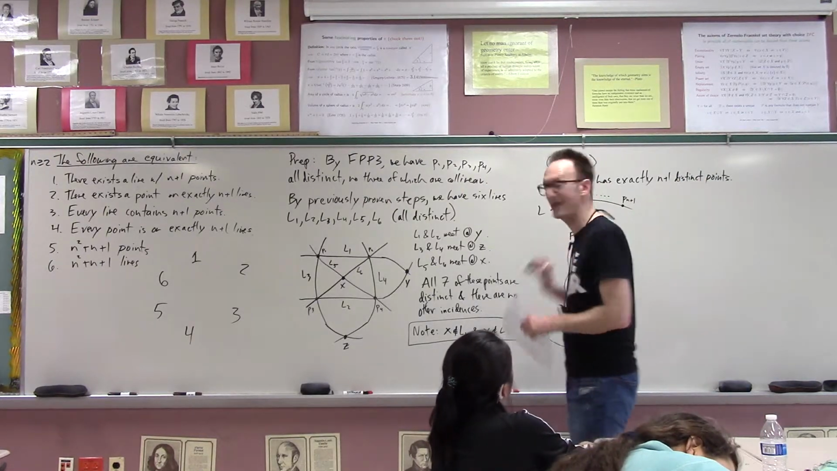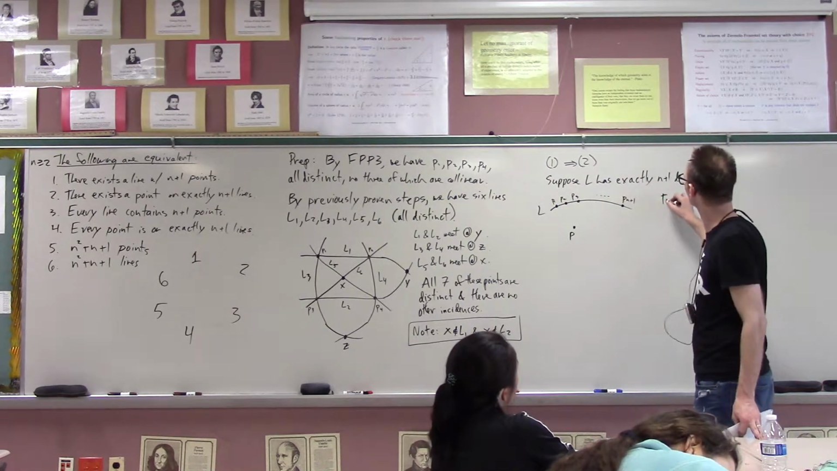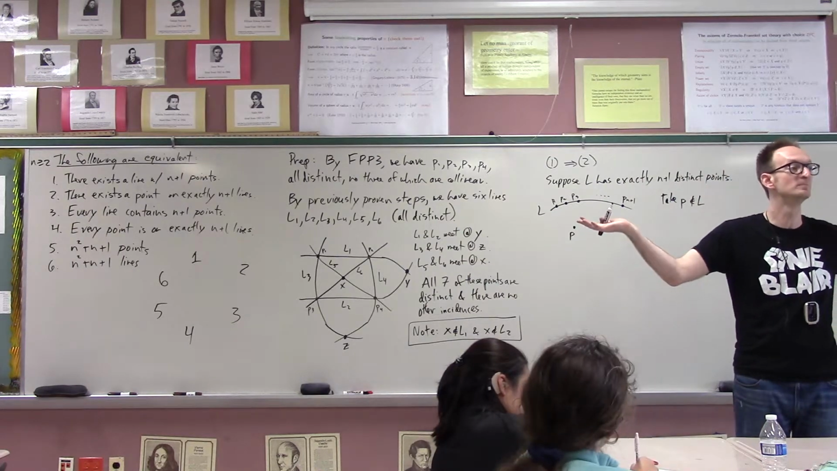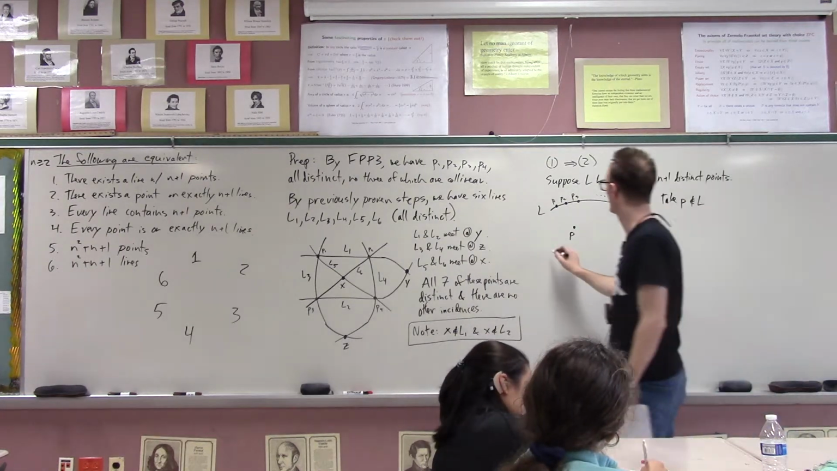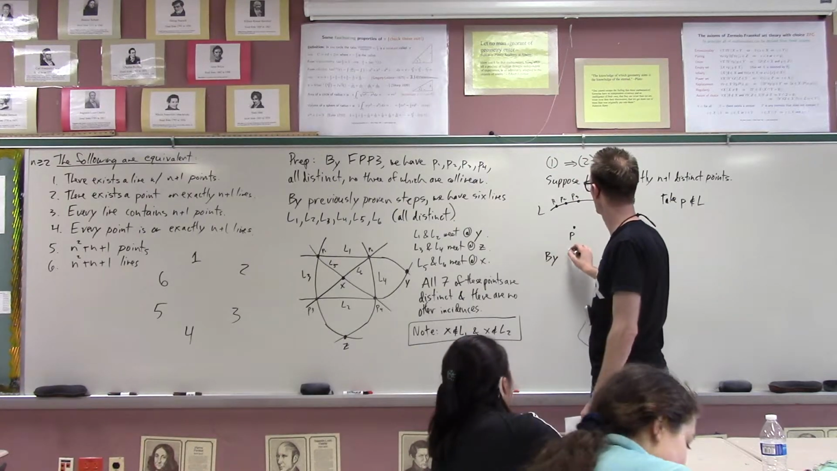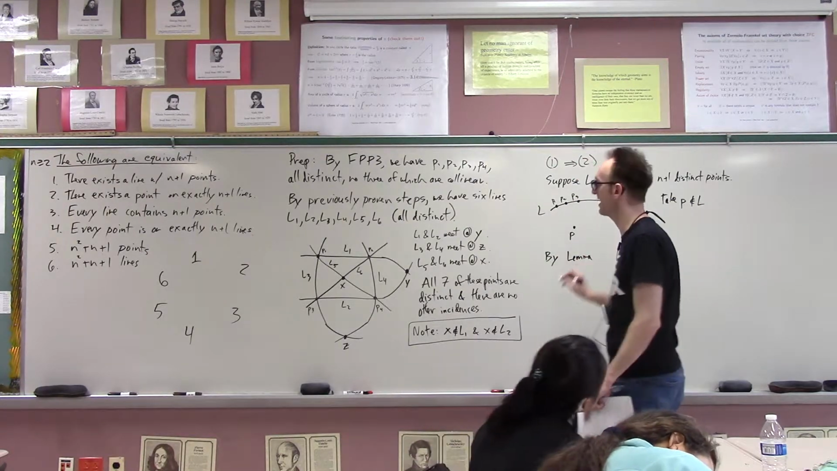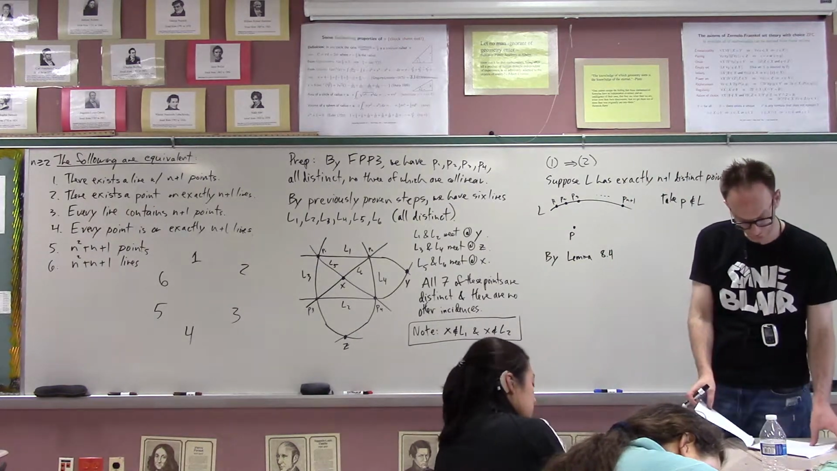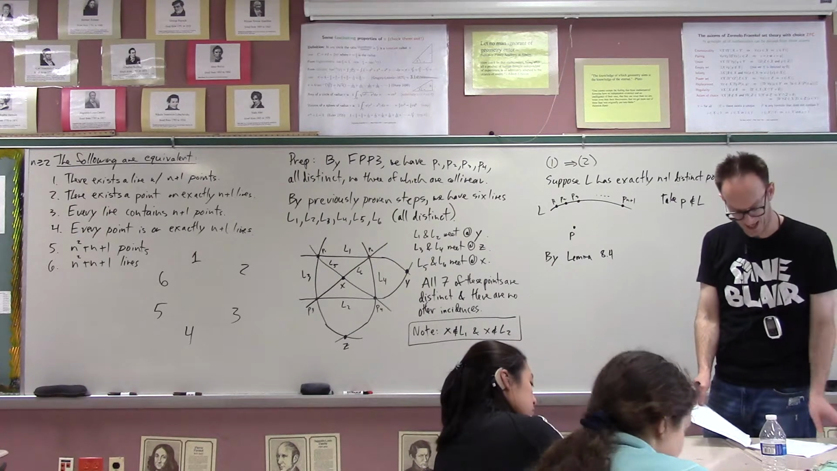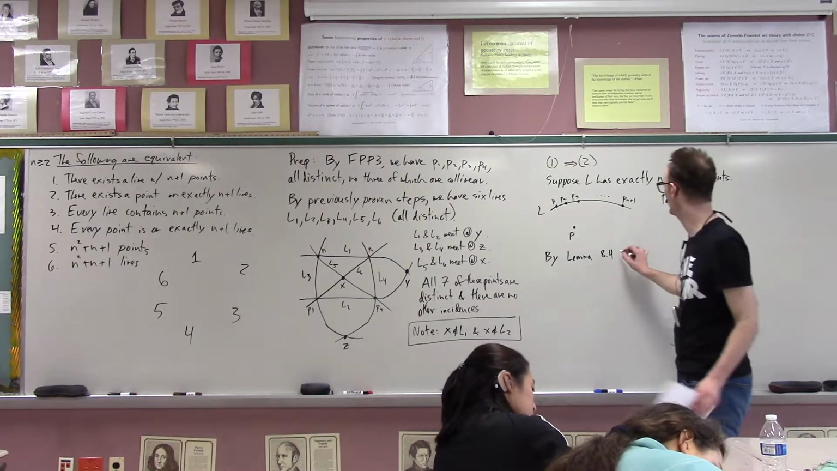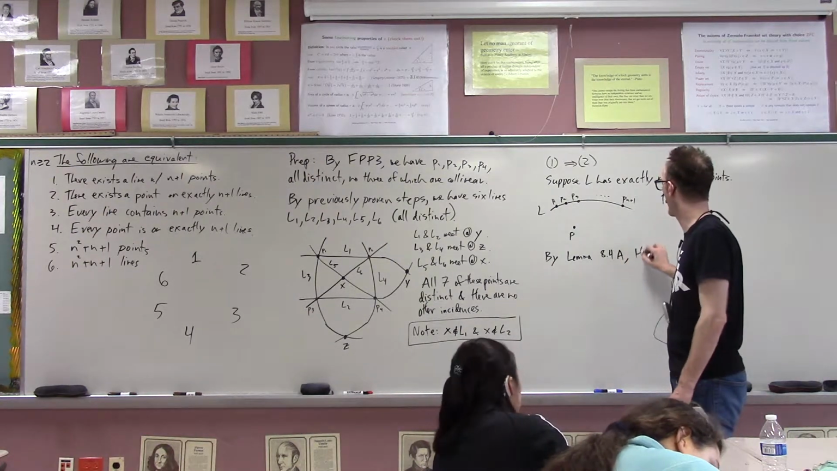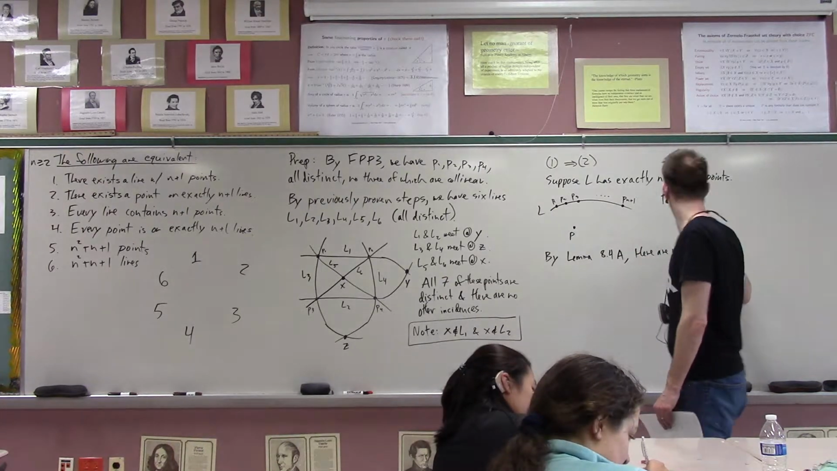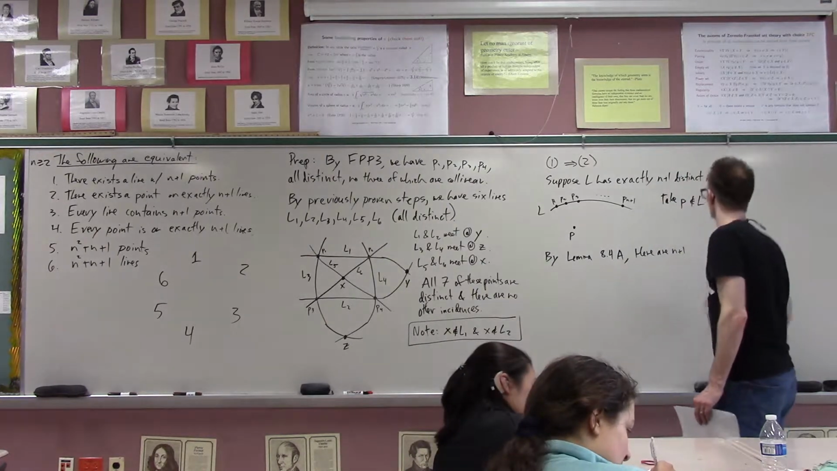So take this point P, which is not on L. Take point P not on L, and now simply apply the lemma. So by lemma, which one is it? I already have forgotten. By one of the lemma 8.4s. We erased it. It's A, right? By lemma 8.4a, there are n plus 1 lines through P.